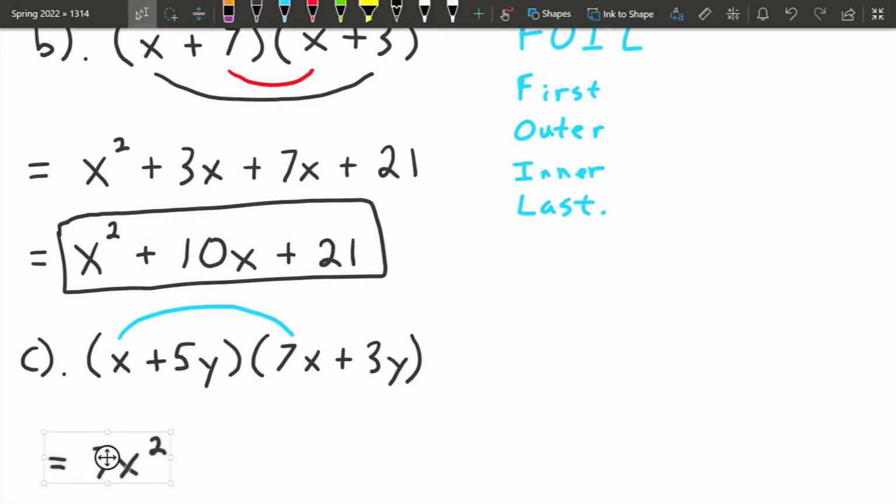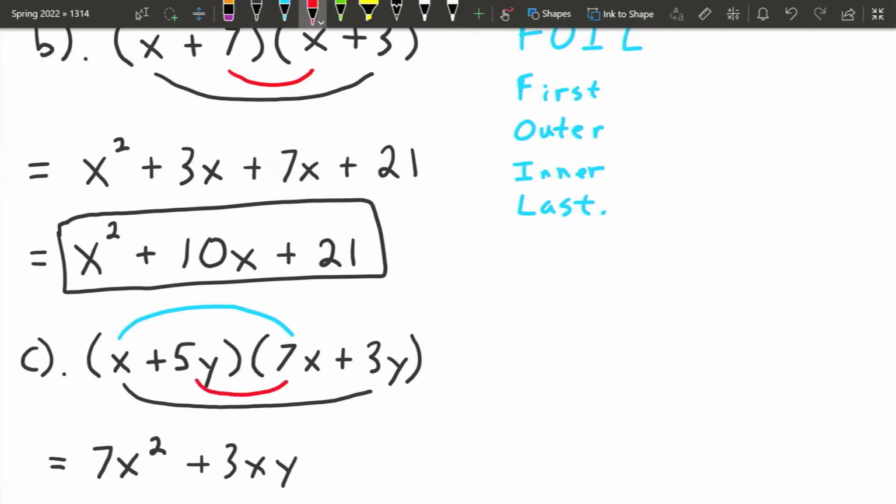And then we have to multiply the outer, which would be x times 3y, which would be 3xy. And then we have to multiply the inner. 5 times 7 is 35xy. And then we have to multiply the last together. 5y times 3y would be 15y squared.